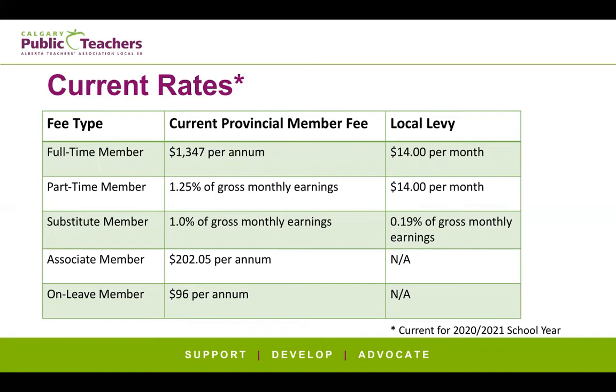Associate members, and these are folks who are not active teachers, so this could be someone like myself, a local executive staff officer, could be a university professor. Folks like that, they're assessed a simple $202.05 annual fee. They're not part of the local levy, and on leave members are simply assessed a $96 per year fee.